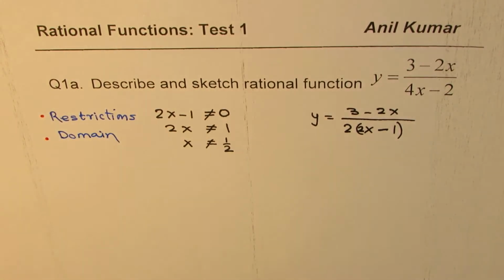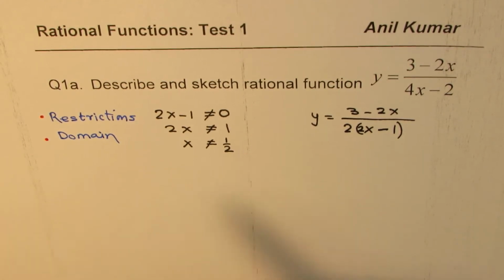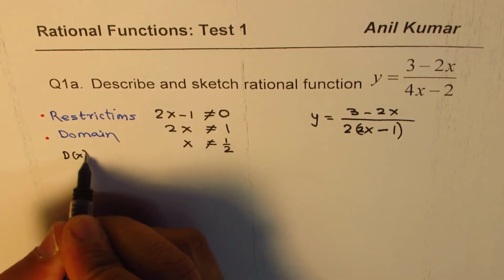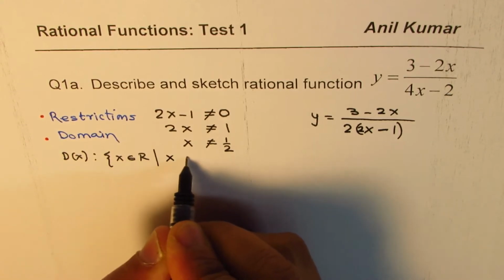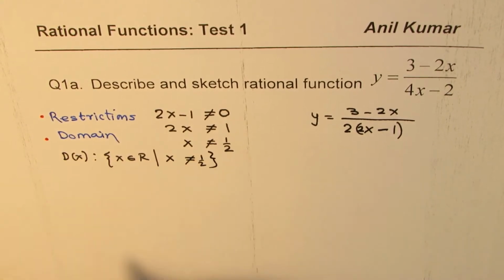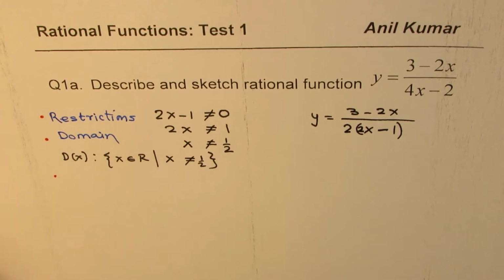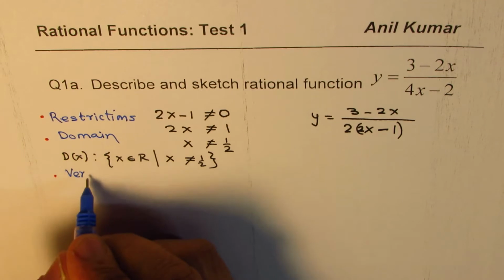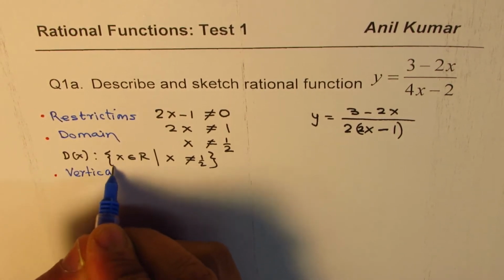So we are going in an order which helps us to answer the question in an organized way. The domain for this function is x belongs to real numbers where x is not equal to half. Now the question is, what happens at x equals half? That gives you an idea of describing the vertical asymptote. At x equals half, we have a vertical asymptote.